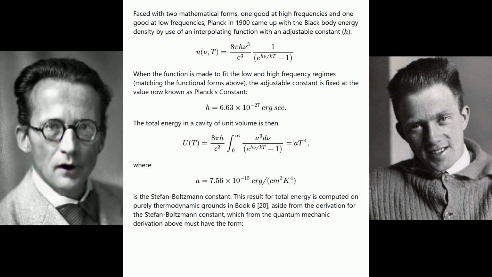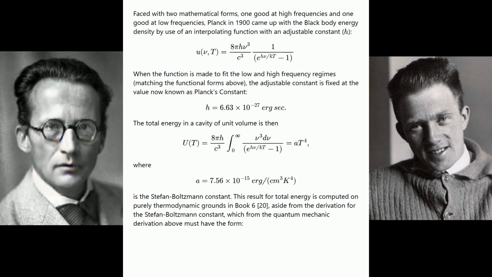Faced with two mathematical forms, one good at high frequencies and one good at low frequencies, Planck in 1900 came up with the black-body energy density by use of an interpolating function with an adjustable constant h. See the next equation. When the function is made to fit the low and high frequency regimes, matching the functional forms above, the adjustable constant is fixed at the value now known as Planck's constant. See the equation. The total energy in a cavity of unit volume is then, see the next equation, where, see the equation, is the Stefan-Boltzmann constant.